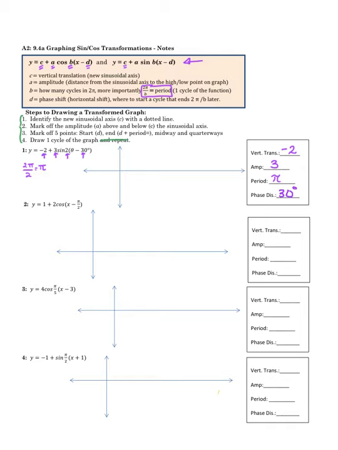So I said identify your new sinusoidal. So that's -2. So I'm going to always label your axes. I'm a real stickler for that. And then I'm going to do this little dotted line. So this is like your new x-axis. That's my new sinusoidal axis.